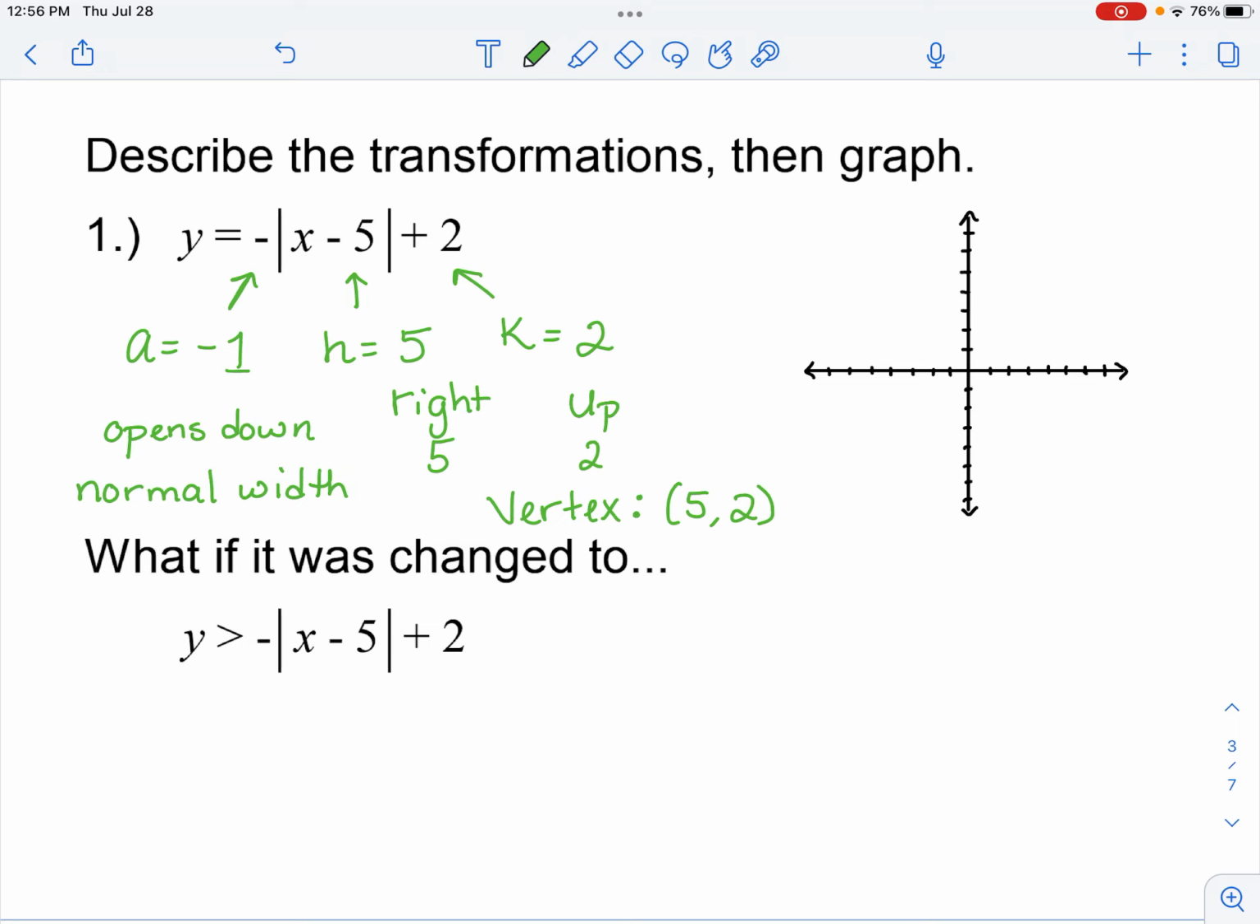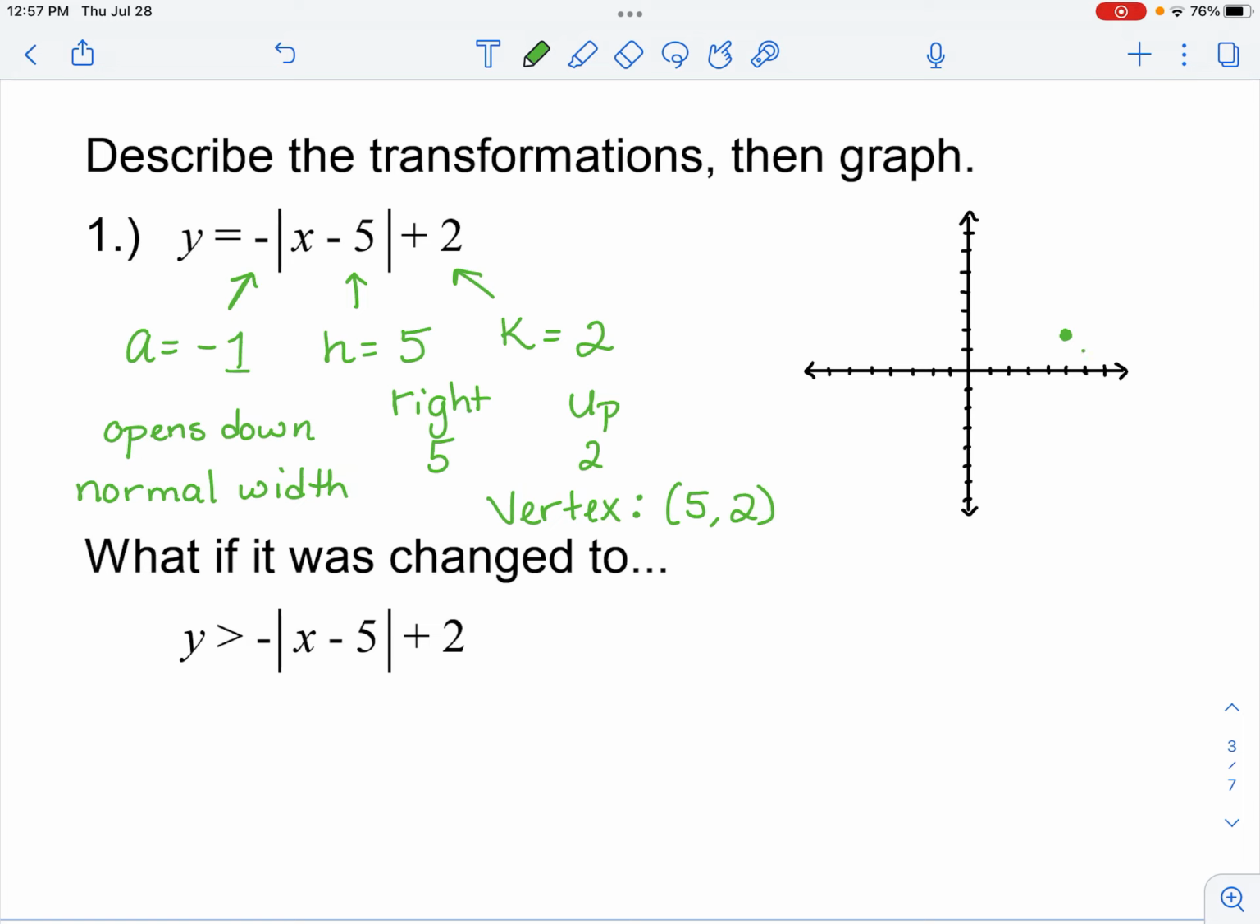All right, so to graph this, the first thing I want to do is plot my vertex at (5, 2). So 1, 2, 3, 4, 5, and then up 2 would be right about here. That's my vertex. Now I need to open down from that point. You can think of the a value like a slope. Technically it's not a slope because it's not a consistent rate of change, but on one side it'll be positive 1, one side it'll be negative 1.